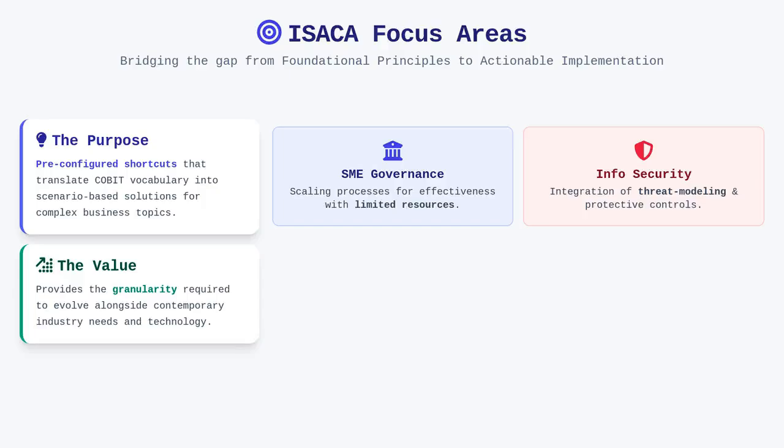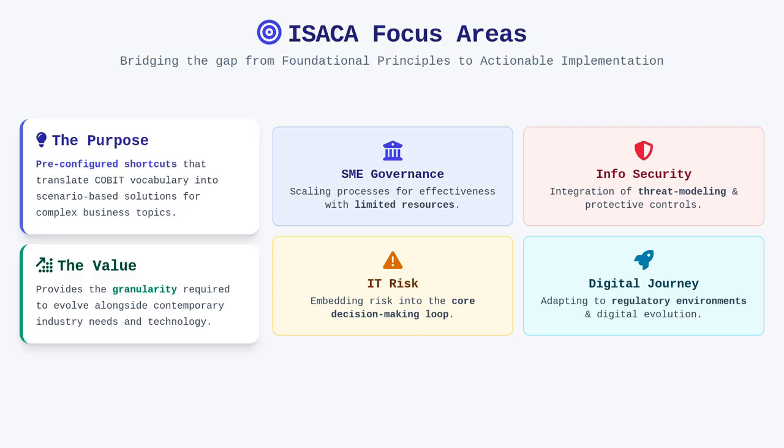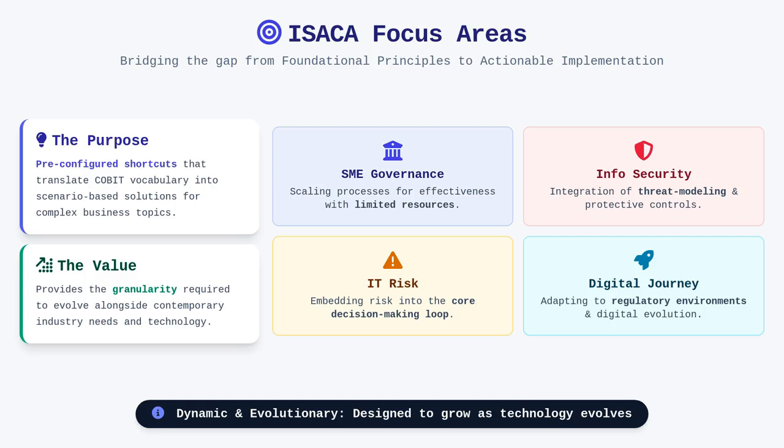There are also guides for information technology risk, ensuring that risk management is not just an overlay, but part of the core decision-making loop. Furthermore, the development of focus areas regarding the digital transformation journey or specific regulatory environments demonstrates how the framework matures alongside contemporary industry needs. You should view these as supplementary guidance that offers the granularity required to transition from foundational principles to actionable scenario-based implementation. They are essentially pre-configured shortcuts that allow you to effectively address complex, multifaceted business topics using the familiar COBIT vocabulary and structural components.